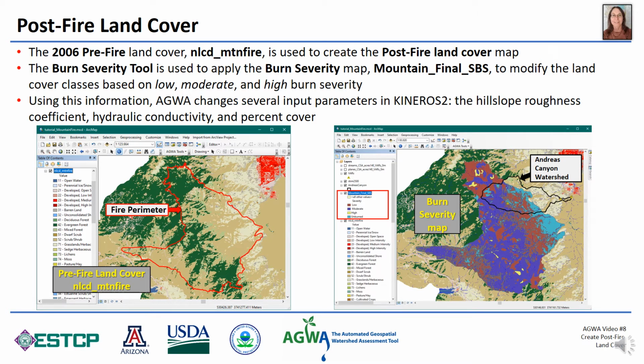The image on the left shows the NLCD land cover used for the pre-fire simulation. Notice the fire perimeter outlined in red and the land cover classes, which are evergreen forest, shrub scrub, grasslands herbaceous, and mixed forest. The image on the right shows the burn severity map created by the BEAR team with low, moderate, and high burn severity classes. The Andreas Canyon watershed, the subject of the analysis in this tutorial, is outlined in black. Notice that the upper portions of the watershed have been burned.